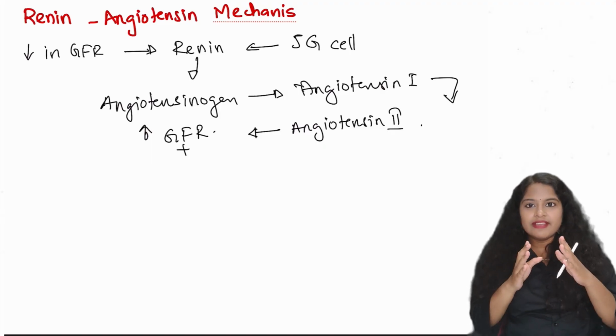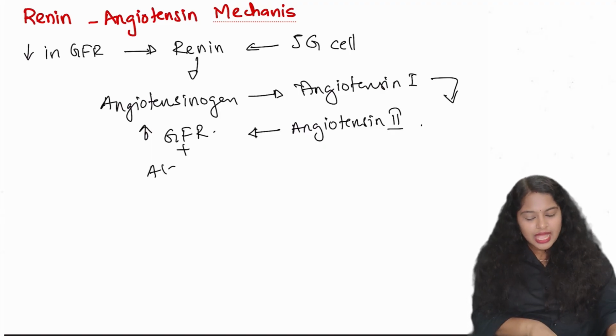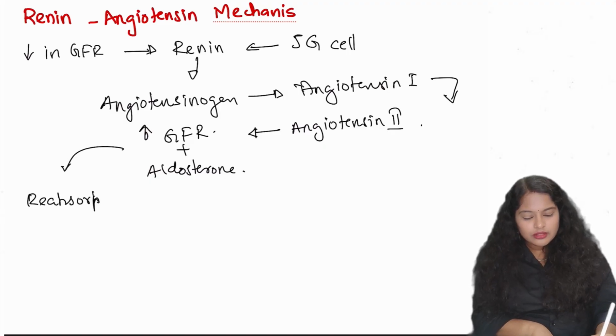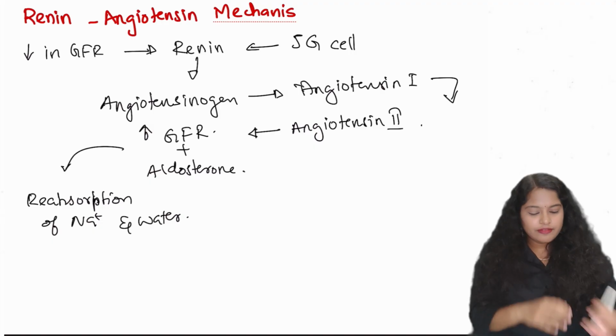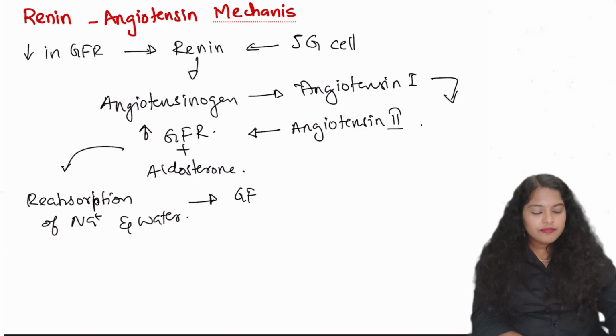It also activates the adrenal cortex to produce aldosterone. And this causes the reabsorption of electrolytes and water. And this leads to the increase in blood pressure and the GFR. So thus the GFR and blood pressure are increased.